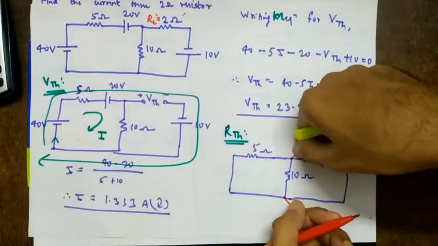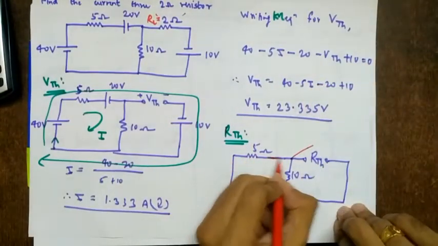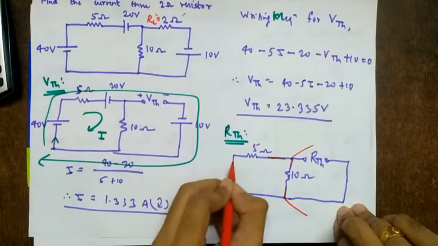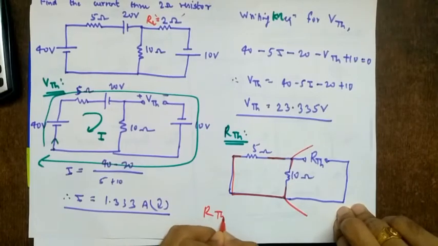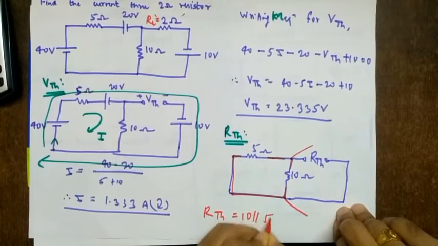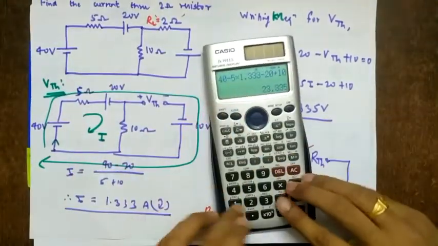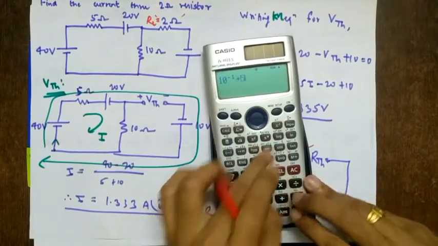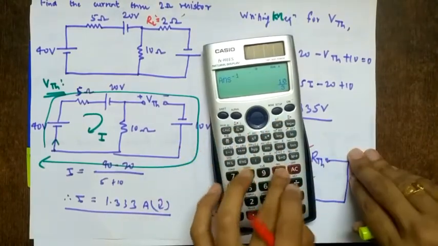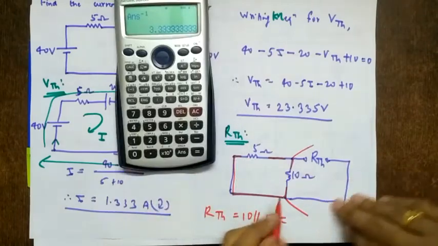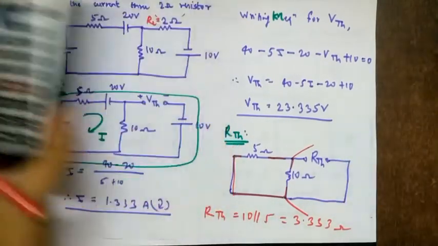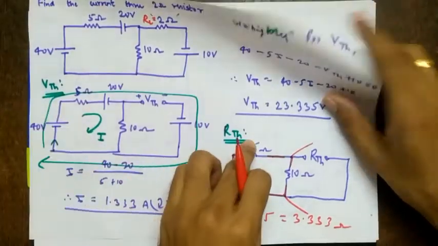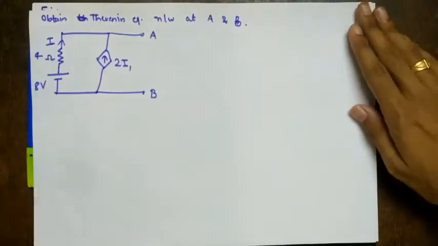That is, we will connect the multimeter here. So if you see, these 2 points are connected to a common point, these other terminals are connected to a common point. So RTH is what? 10 parallel with 5. So what is it? 10 inverse plus 5 inverse, inverse. So 10 by 3 is 3.333 ohms. So what is the next step? So first step, second step, and finally we have the third step.